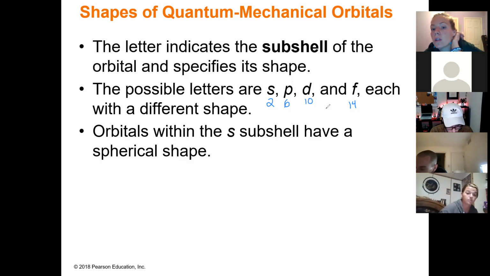Any of these subshells can hold less than their maximum number if you don't have enough electrons to fill it up. So you can have a half-filled p. You could have 5 in the p or 3 in the p or 1 in the p.